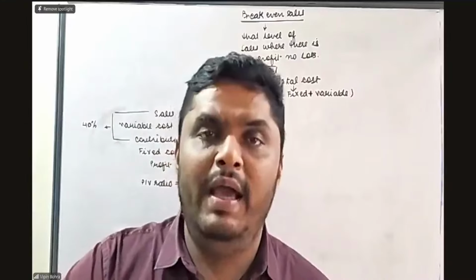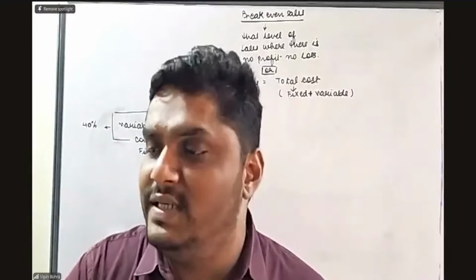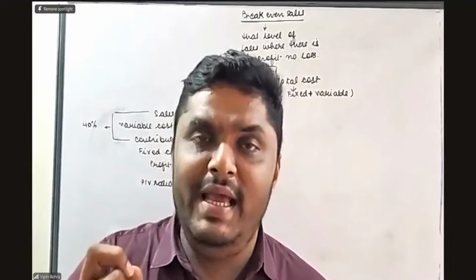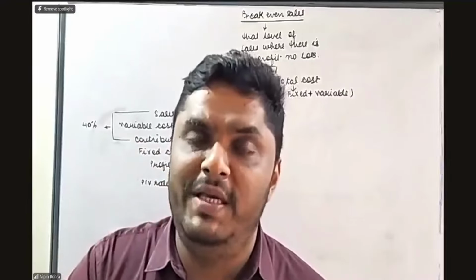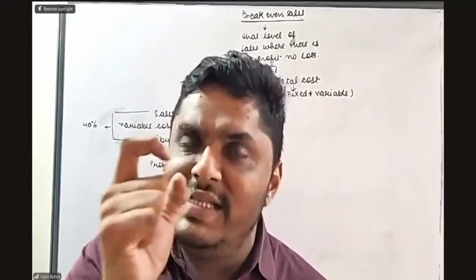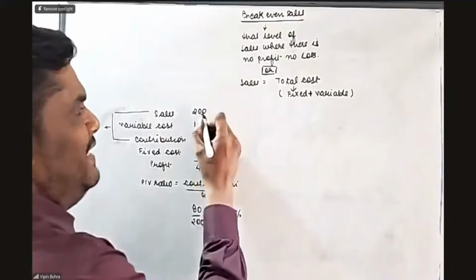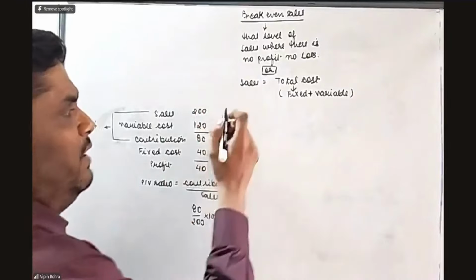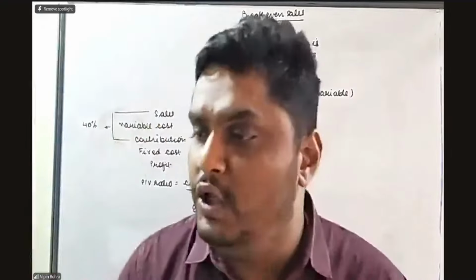Now stop, guys. The next question for the students who posted the answer 160. You want to say that if the sales is 200, this is the profit, and if the sales is 160, my profit will be zero. This is all you want to say, right?